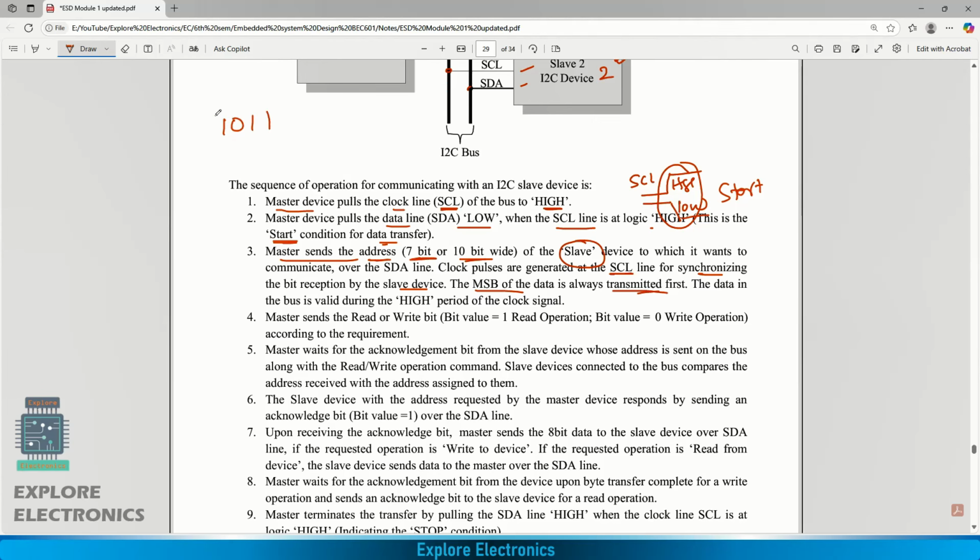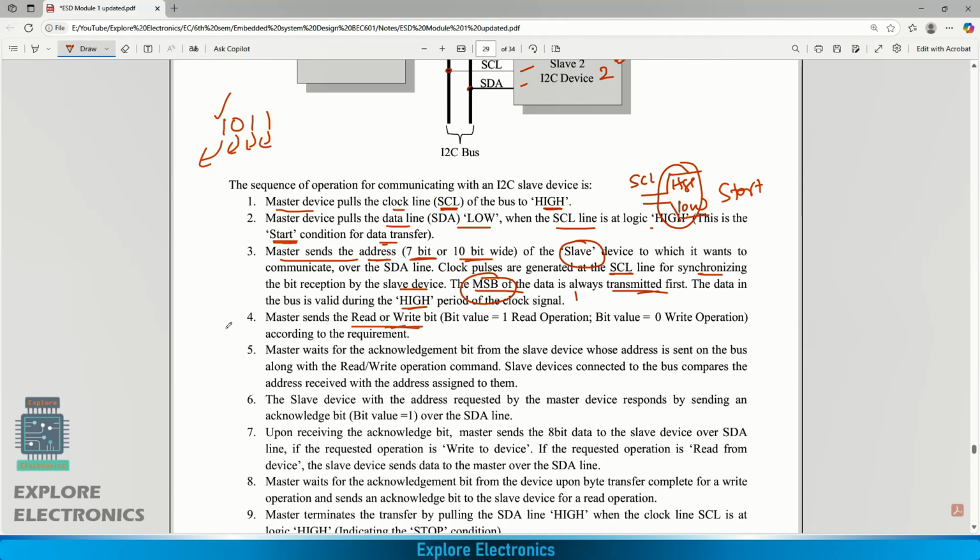Suppose if you want to send 1011, this is MSB, this will be sent first, and this will be next, this will be next, this will be next. That is how the transfer will be. MSB data is transferred first. If it is high, it is a data 1. If it is low, that is 0.